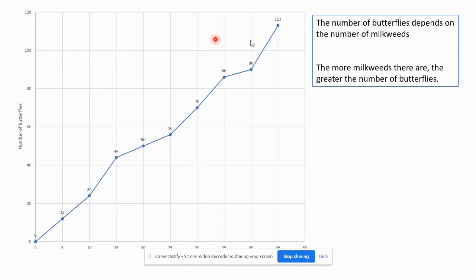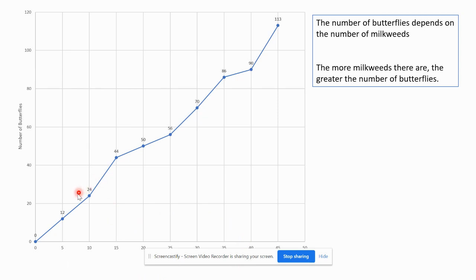Let's look at another. All right, so here we have a graph where we see the number of butterflies and the number of milkweed plants. So again, we look for the dependent and independent variables. Now, I don't think it makes any sense to say that the number of plants depends on the number of butterflies. Butterflies don't make plants, but the number of butterflies does depend on the number of milkweeds.